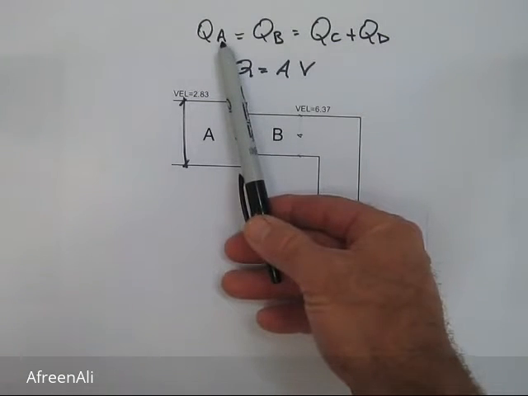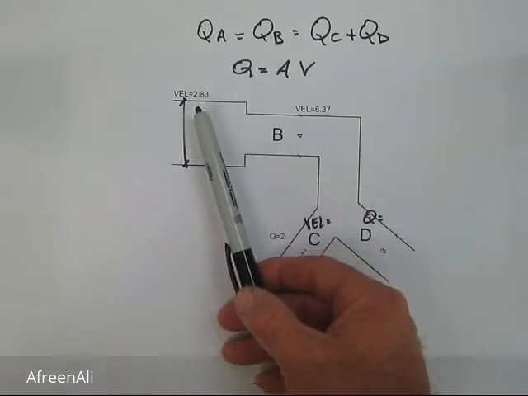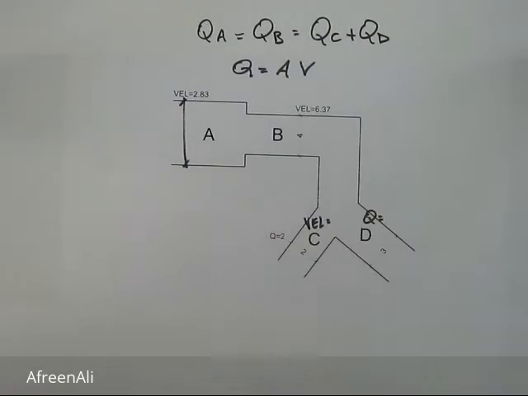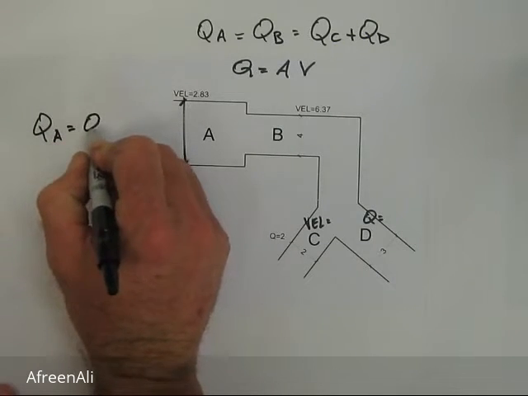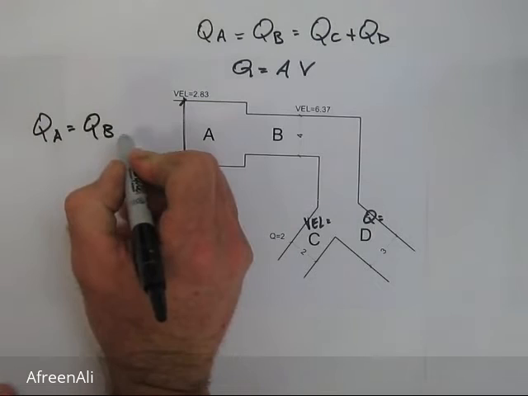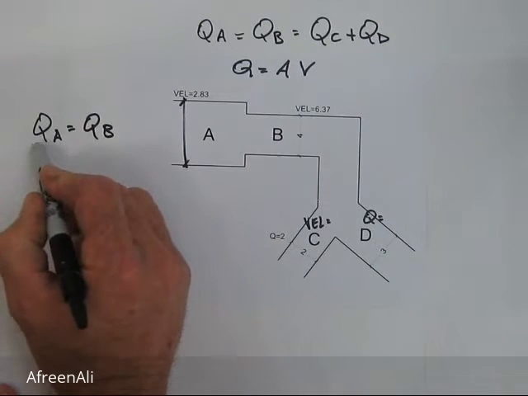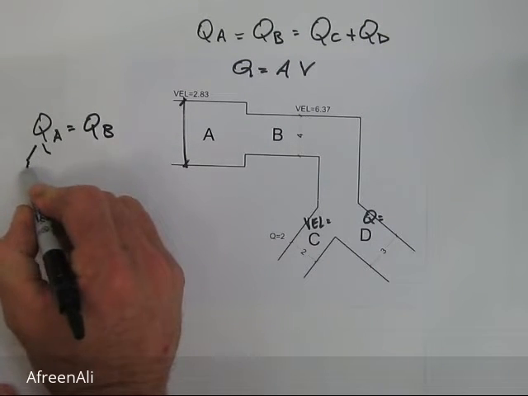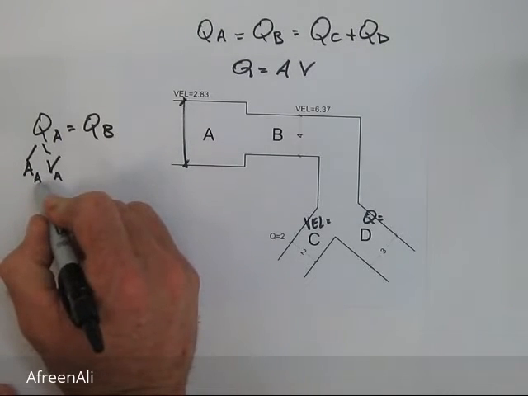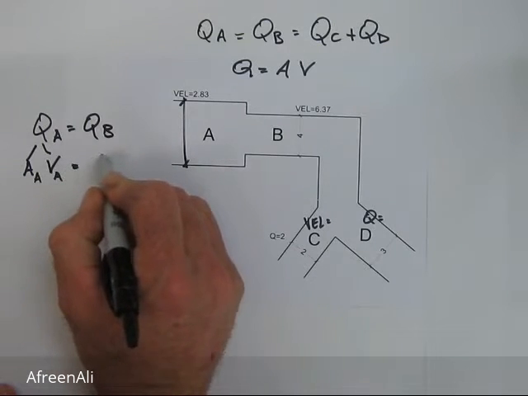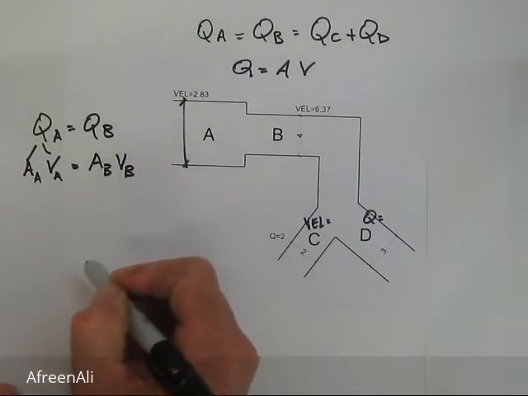Using our formula, the flow rate at A equals the flow rate at B, we need to find the diameter at A. So let's write that formula over to the side here. The flow rate at A equals the flow rate at B, and we've said that the flow rate equals the area of the pipe times the velocity. So we've got area at A times the velocity at A equals the area of B times the velocity of B.